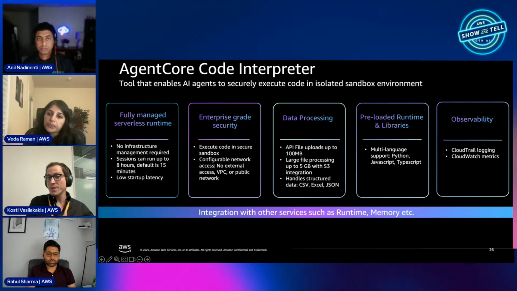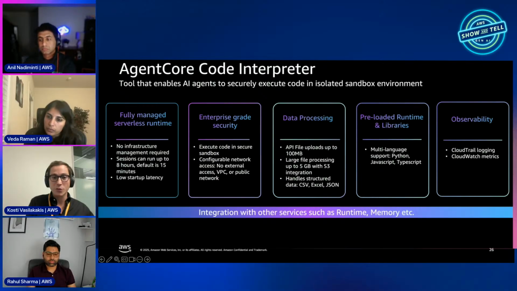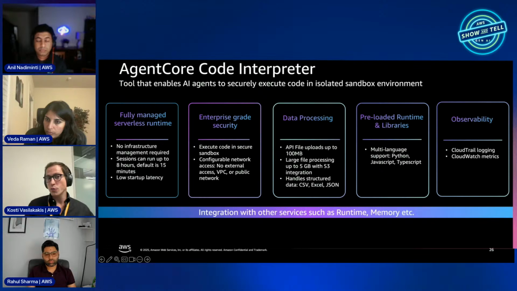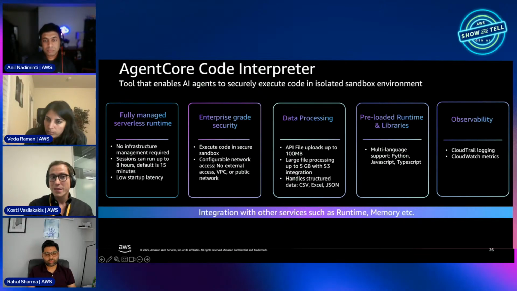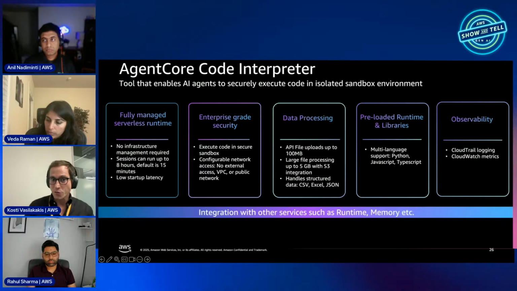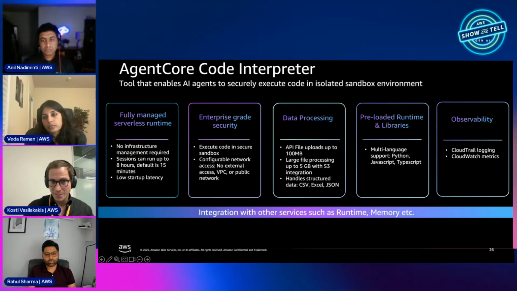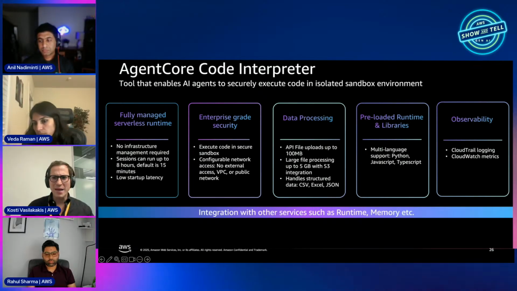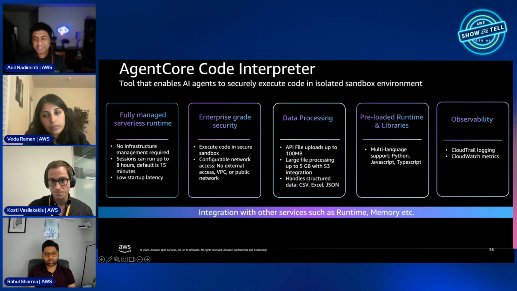As I mentioned before, though, code interpreter is not just an environment to execute code, but you can use that execution environment to do a lot of data processing. And to do data processing, you need to be able to analyze large data. This is why we have ensured that our payload size is 100 megabytes. And you can also import large files directly from S3, up to 5 gigabytes. So you can process your Excel files, your CSVs, JSON files very quickly using code interpreter.